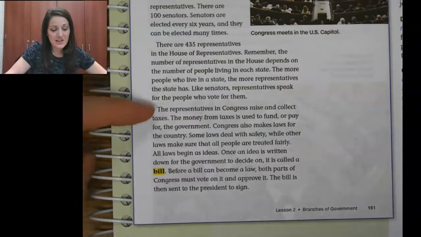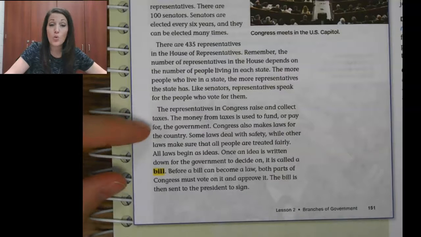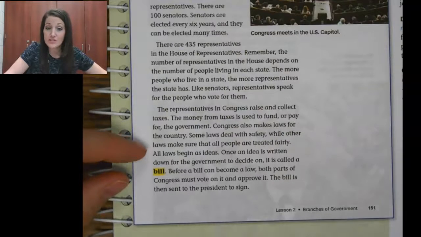The representatives in Congress raise and collect taxes. The money from taxes is used to fund or pay for the government. Congress also makes laws for the country. Some laws deal with safety, while other laws make sure that all people are treated fairly.